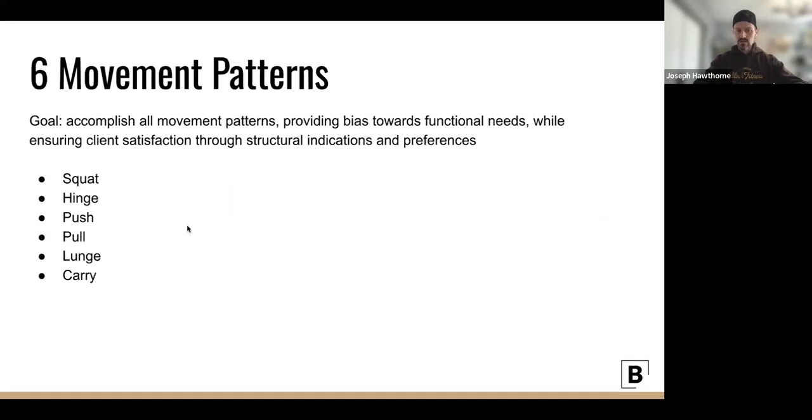So you've got your 6 patterns. We want somebody to squat, to hinge, to push, to pull, to lunge, to carry. 6 basic things, right? How you do that, millions of ways, but remember, we're trying to eliminate 99% of it. So we want to have those main things, okay? We want to provide some bias towards their functional needs.